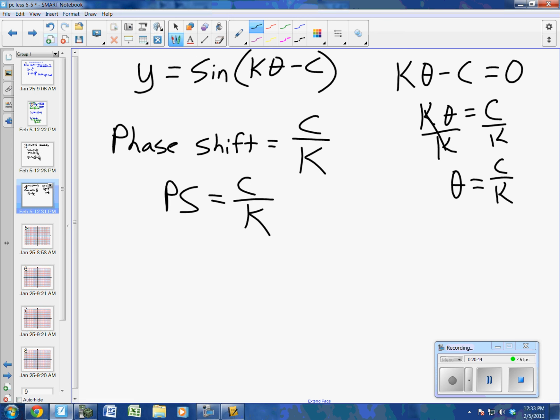We'll say PS equals C over K. How's that sound? That's our formula. You're going to be using this one just like you used period equals 2 pi over K. You're going to be using that one. So let me show you this problem right here.